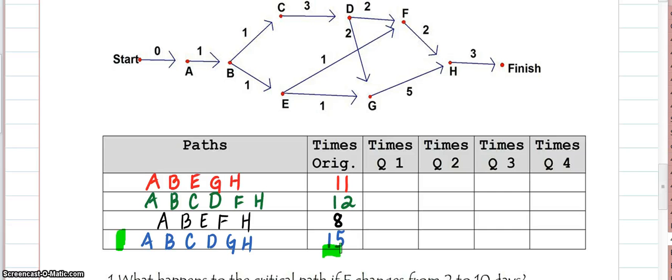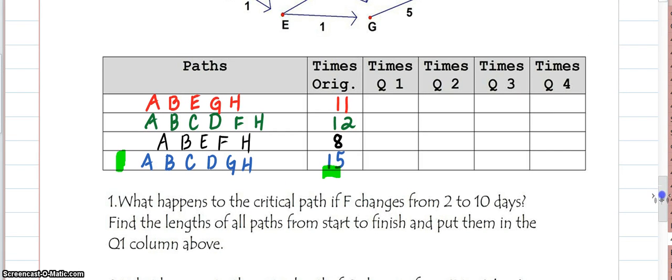Okay, so now they're going to start to ask us to do a couple things. So the first thing they're going to say is, what happens to the critical path if F changes from 2 days to 10 days? Find the lengths of all paths from start to finish and put them in Q1 above. So you could go back to your diagram and you could change F on your diagram, or you could just look at what you have written here.